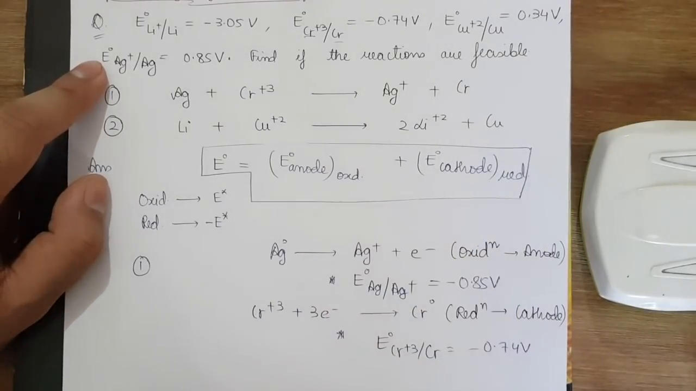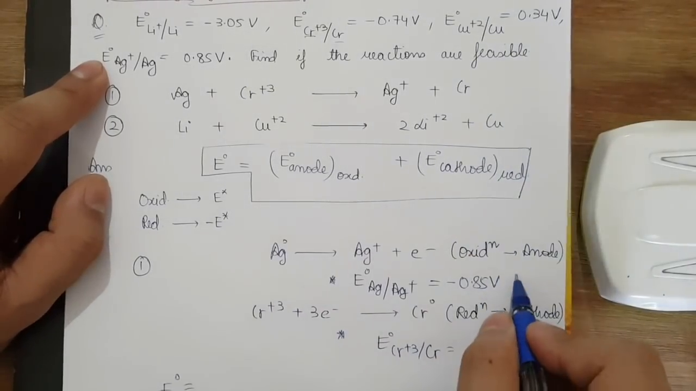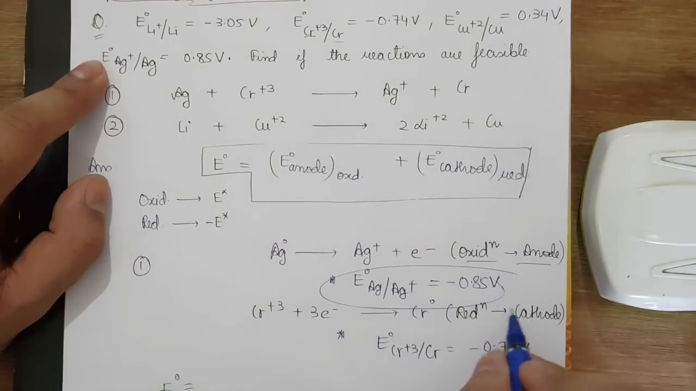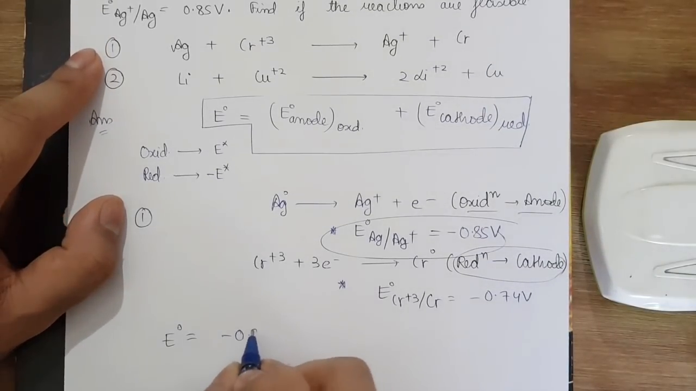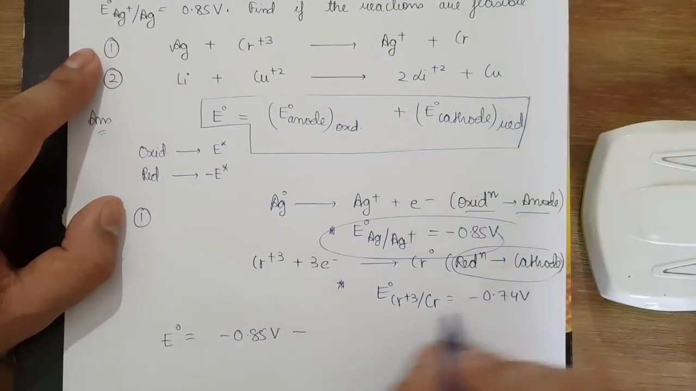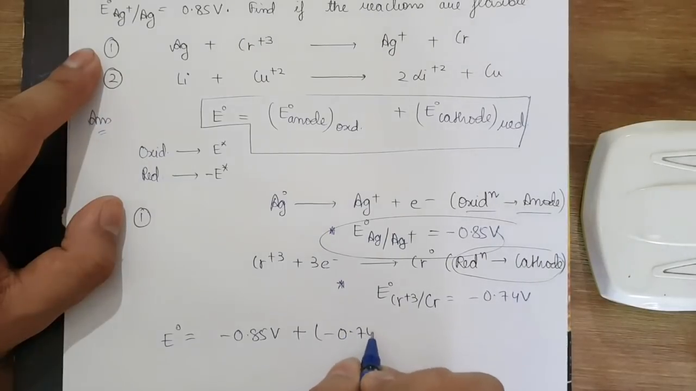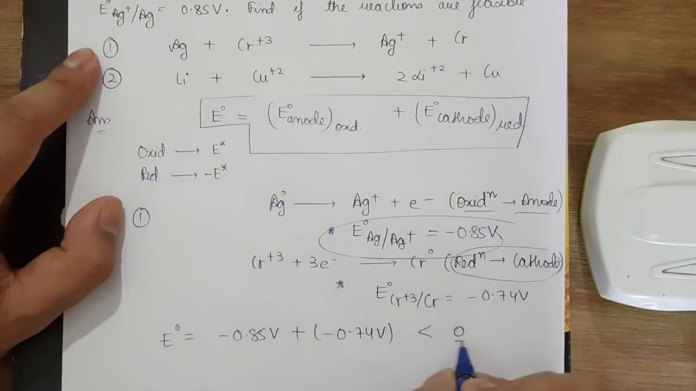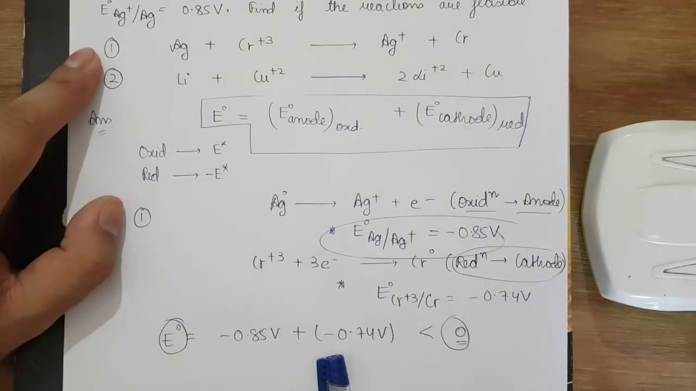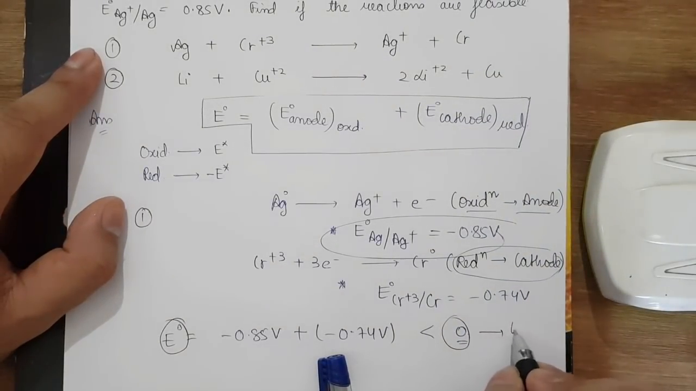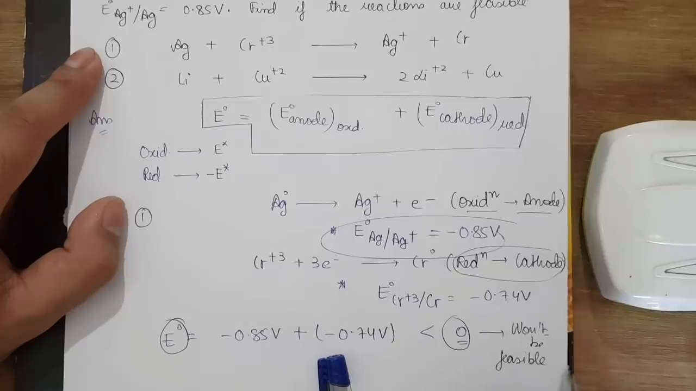What is E naught of the cell? E naught is basically the addition of the oxidation potential of the anode and the reduction potential of the cathode. So that is equal to minus 0.85 volts plus minus 0.74 volts, which is less than 0. If E naught is less than 0, it implies that the reaction won't be feasible, or basically unfeasible. So this reaction is not feasible.